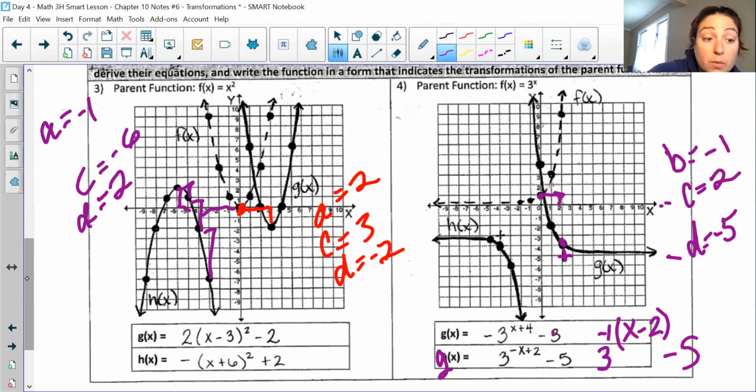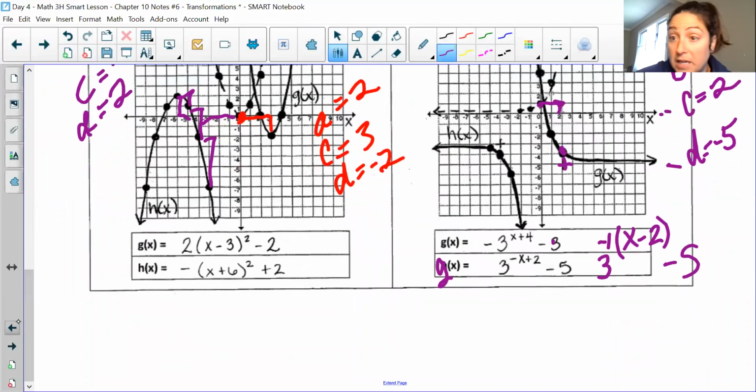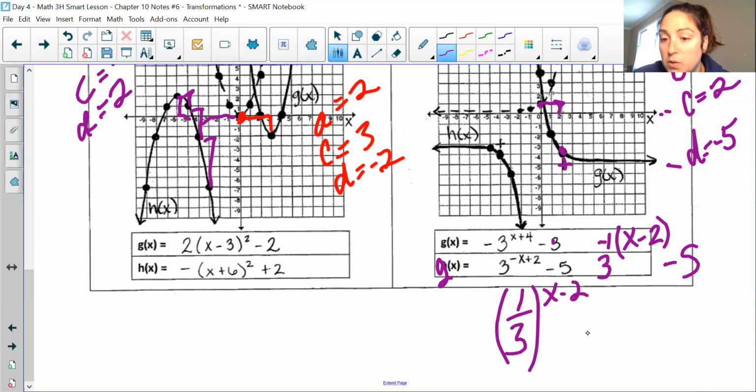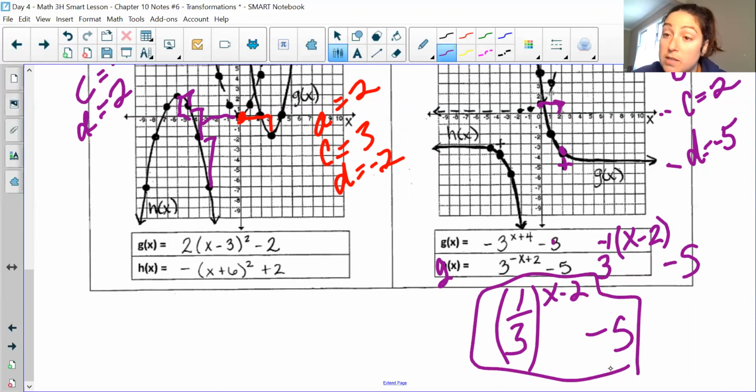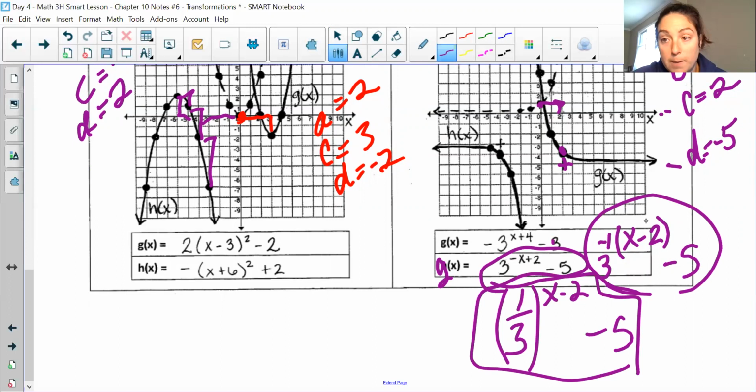You can also get fairly fancy with this and apply the negative to the base and write it as 1/3 to the power of x minus 2 and then -5. But this actually then changes the parent function. So I wouldn't do this. I would leave it as either that option or that option with the b value factored out or distributed in.